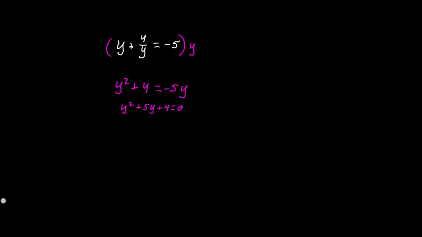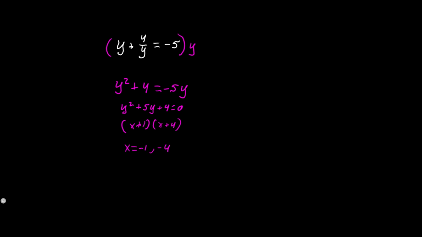So now, we can go ahead and factor this, since we just have to find two numbers that multiply to 4 and add up to 5. And those numbers give us y plus 1 times y plus 4, since 4 times 1 equals 4, and 4 plus 1 is equal to 5. So we get that y is equal to -1 and -4.